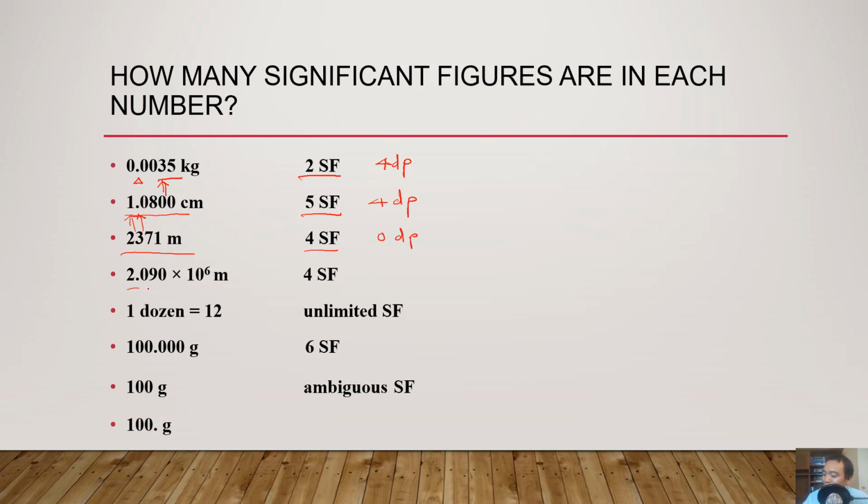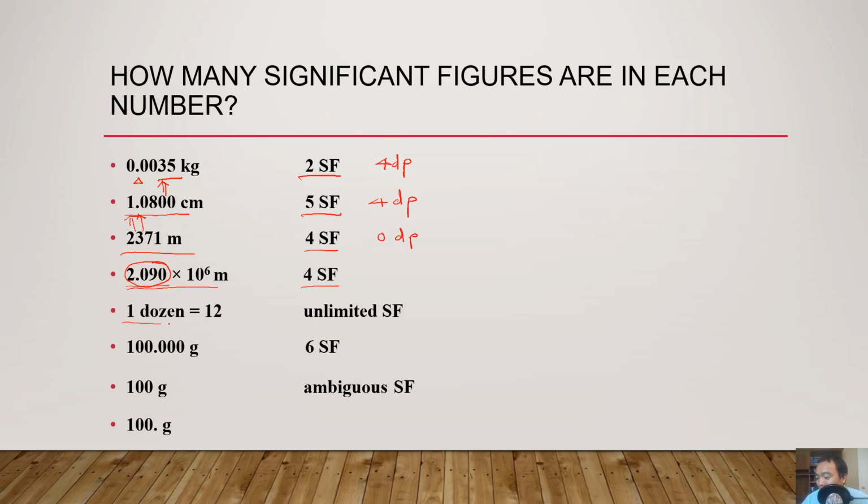What about this one? Scientific notation. For scientific notation, the number of sig figs depends on the pre-exponent number or the decimal part only. So look at that. That's 4 sig figs. But usually we don't look at the decimal place for scientific notation. All right, look at the next one. 1 dozen is 12.